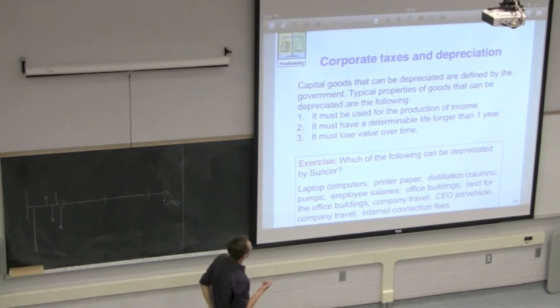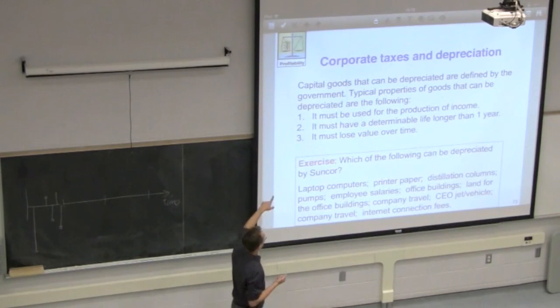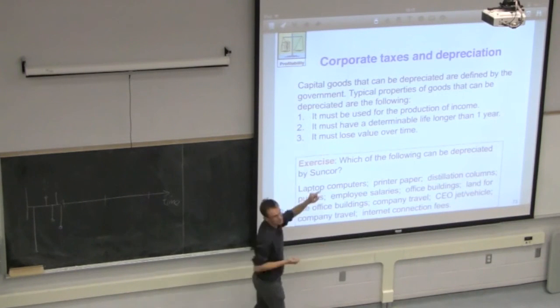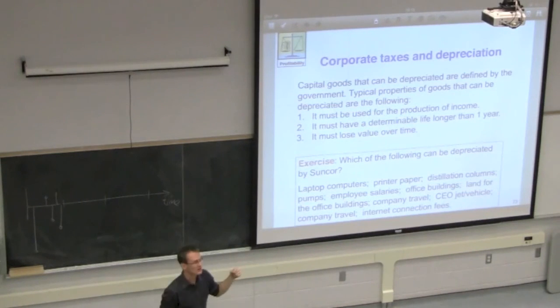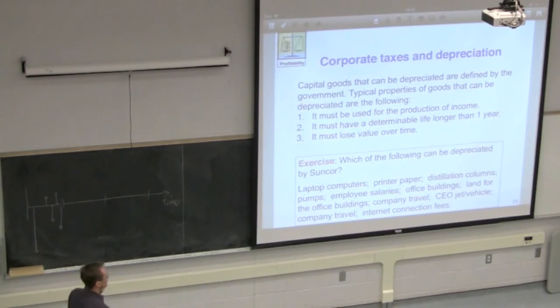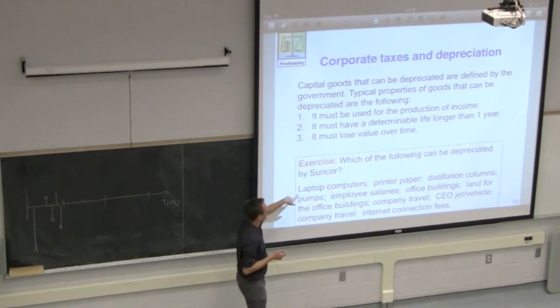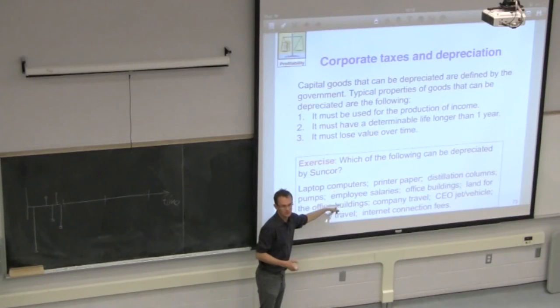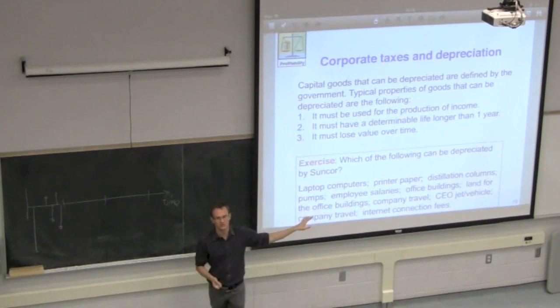Companies can depreciate capital goods that meet the following properties. That good, or that capital item, must be used to produce income for the company. That item that they depreciate must have a life longer than a year, and it must lose value over time. Okay? So, discuss quickly with the people around you whether Suncor or any other company for that matter could depreciate these following items. Which ones would be eligible for depreciation?